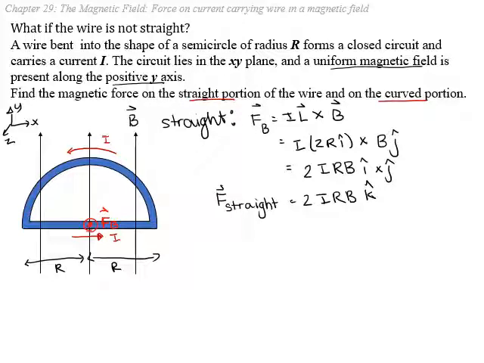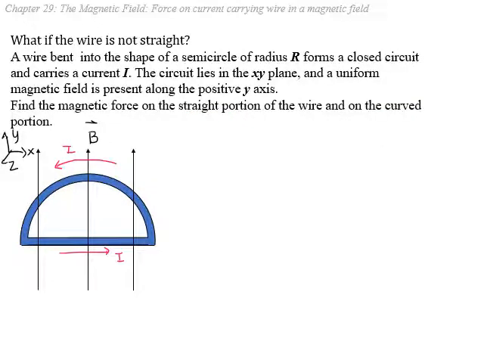What about the magnetic force on the top part? I think I'll just go on to a fresh slide before I start that one. Finding the magnetic force on the curved portion is going to be a little bit more difficult. When we write the equation for magnetic force equals IL cross B, this equation is easy to do if your L is constant, but our L is not constant.